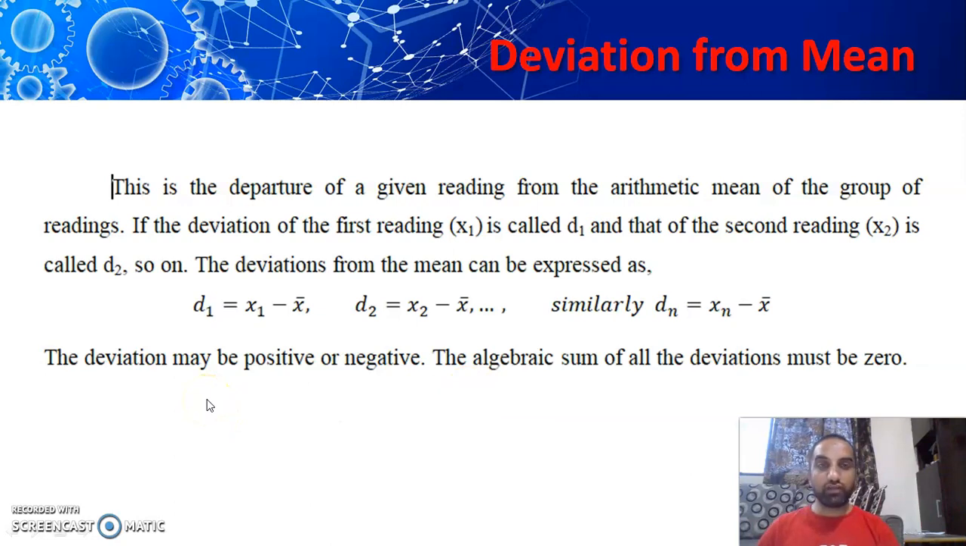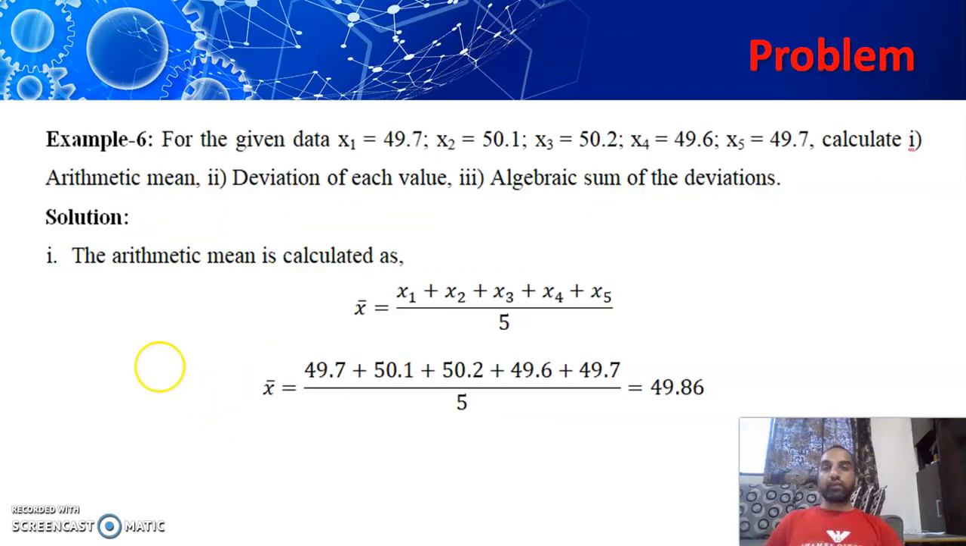So we'll see one example related to these two analyses. Here the given data is x1 is 49.7, x2 is 51.1, x3 is 50.2, x4 is 49.6, and x5 is 49.7. We have to calculate the average mean, the deviation of each value, and the algebraic sum of the deviations. So the arithmetic mean x bar is equal to the summation of all the values divided by the total number of readings. There are 5 readings, so the addition of all the readings divided by 5 gives the value 49.86.